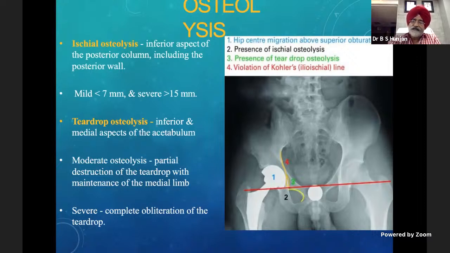So you see all these things present. Number 1 shows the center of the hip migrating, and then ischial lysis is number 2, number 3 is if it involves the teardrop, and then there is the violation of the Kohler or ilioischial line.